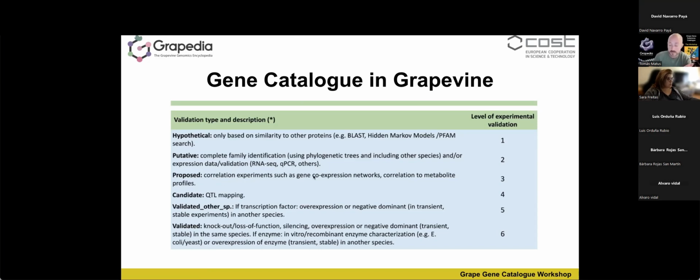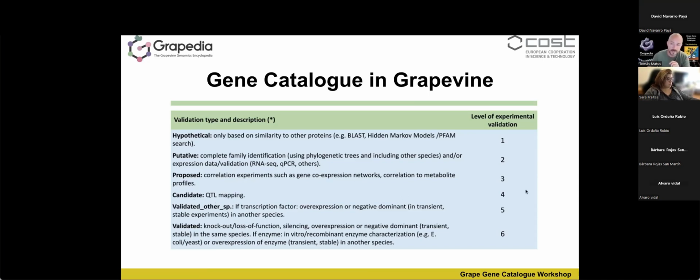And these, for instance, are gene co-expression networks or correlation to metabolite profiles. So if we have an article in which a gene has been proposed as related to hormones, because it's highly correlated to a particular hormone profile, we can give it a validation level 3.